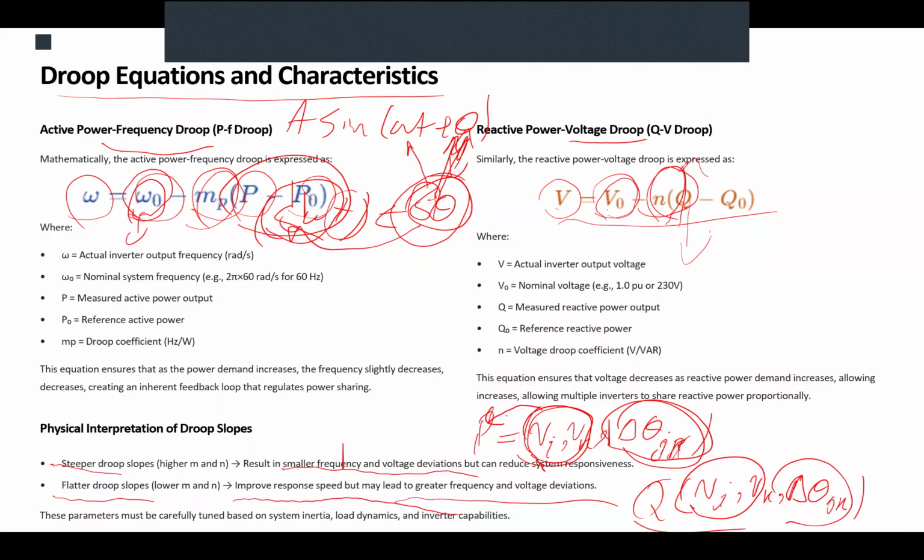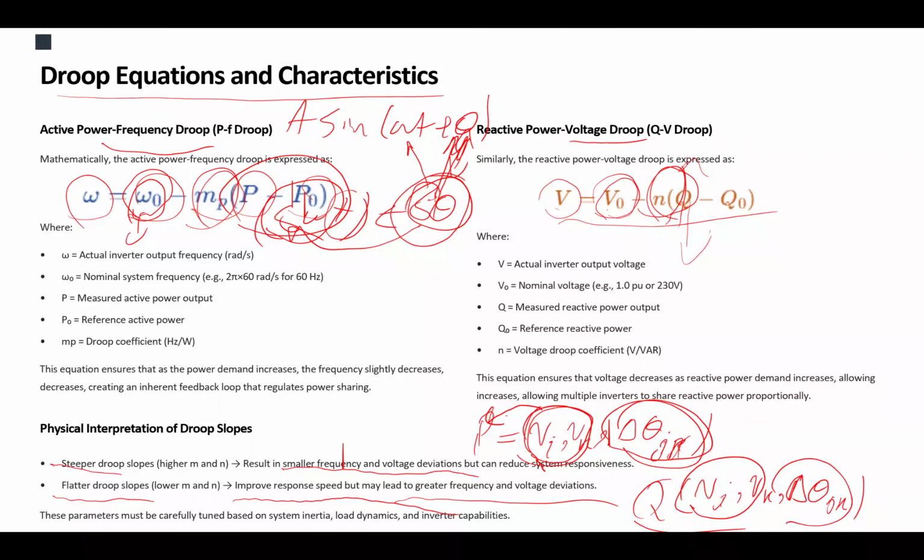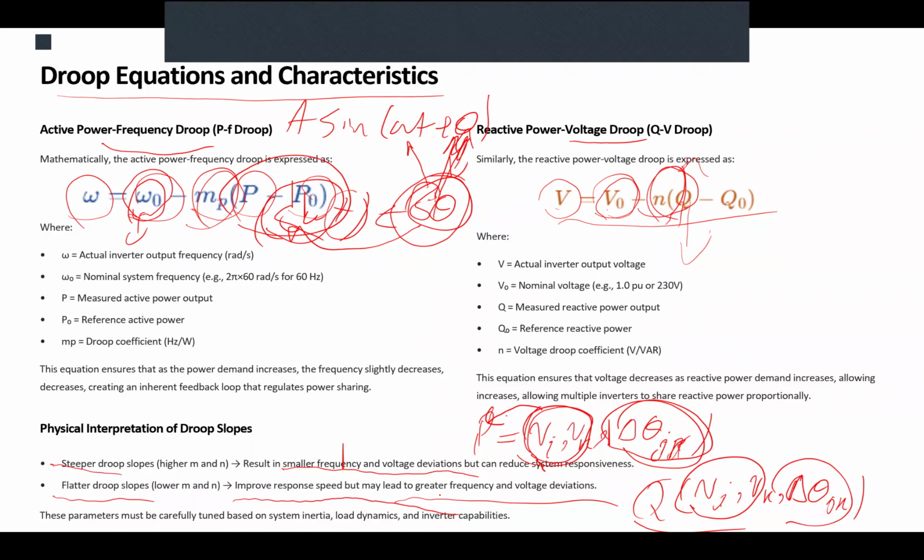A slope you have to change. Yes, you have to set that. As a designer, you have to set the slope based on the regulation that you have. For example, the standard would say you want to limit the frequency and voltage deviation to a certain level. Plus, you want to limit the response speed to a certain margin. Now, what is the optimum value for M and N that can provide both conditions?